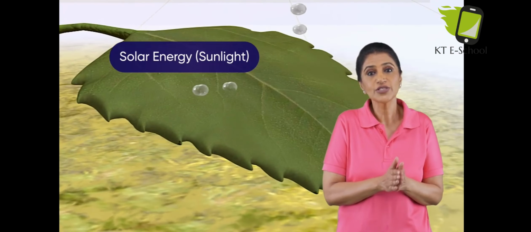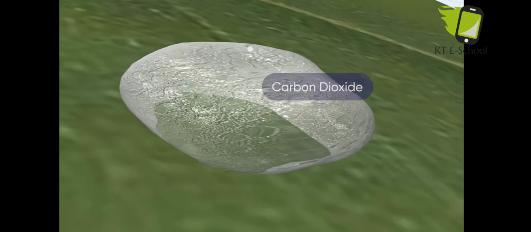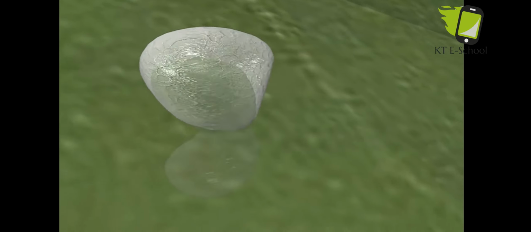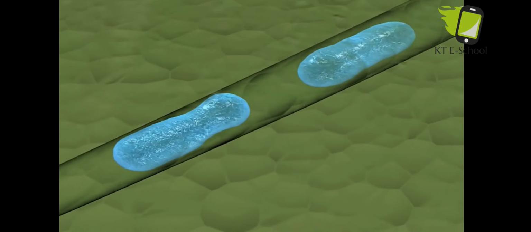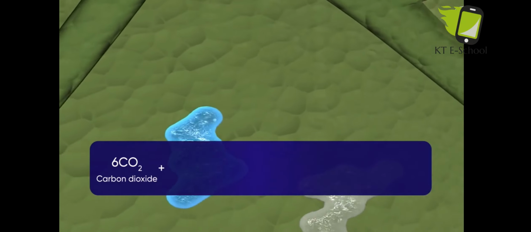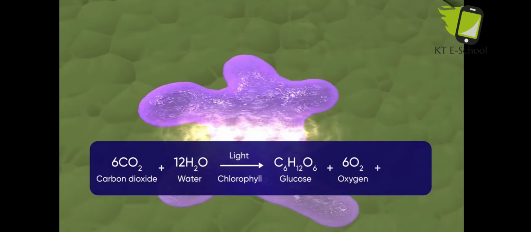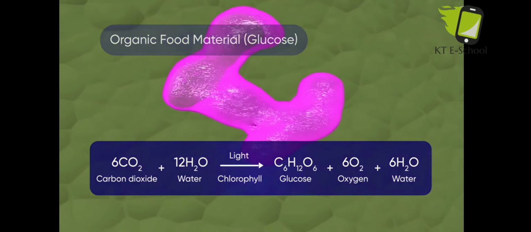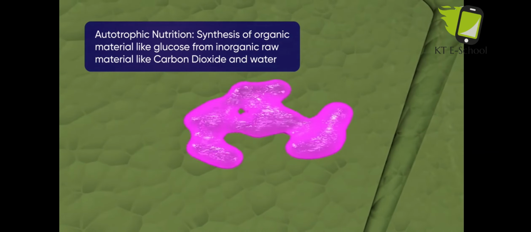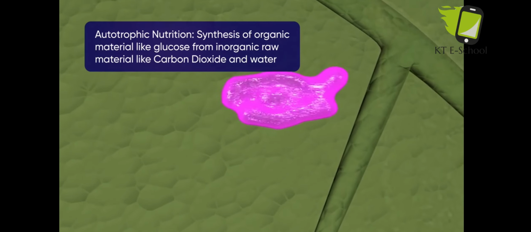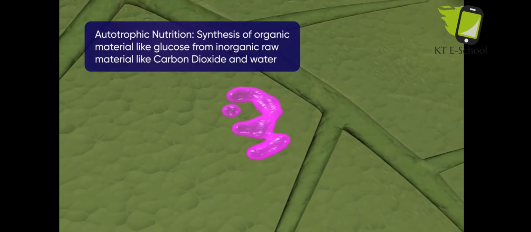In the presence of solar energy, they utilize raw materials like carbon dioxide. The carbon dioxide gas absorbed from the atmosphere slowly diffuses inside the leaves. As an additional raw material, water enters the leaves through their veins. These react together to synthesize organic food material. This nutrition, in which the organism synthesizes the organic materials from an inorganic source, is termed as autotrophic nutrition.